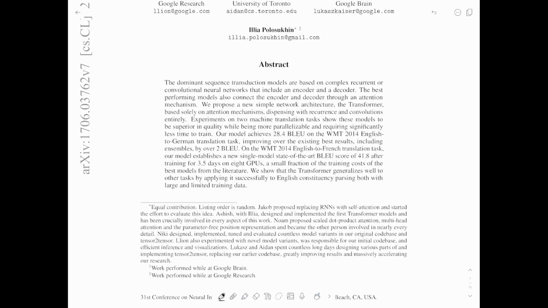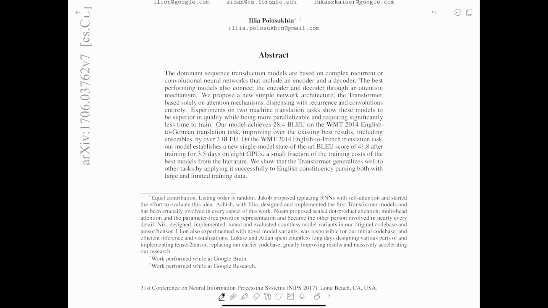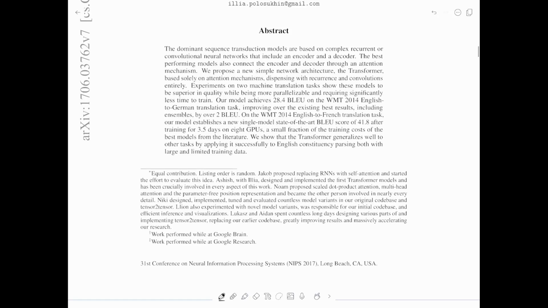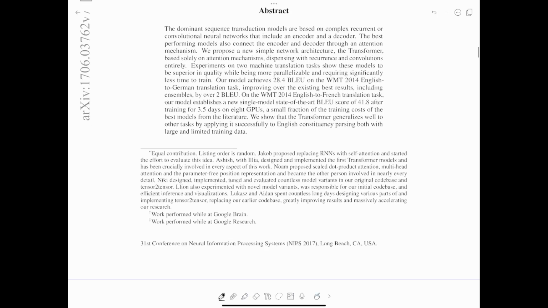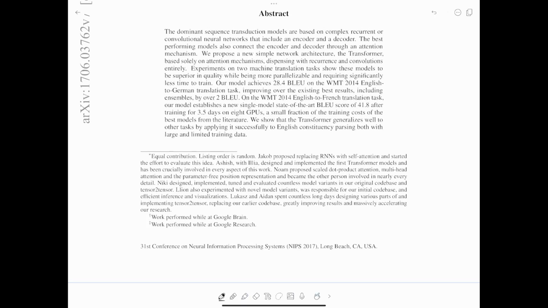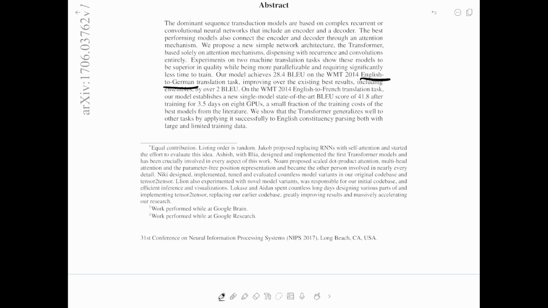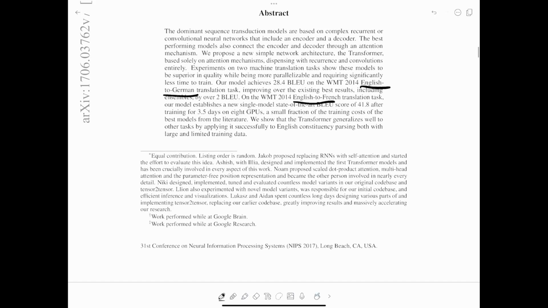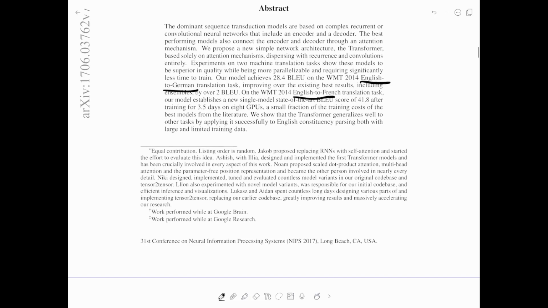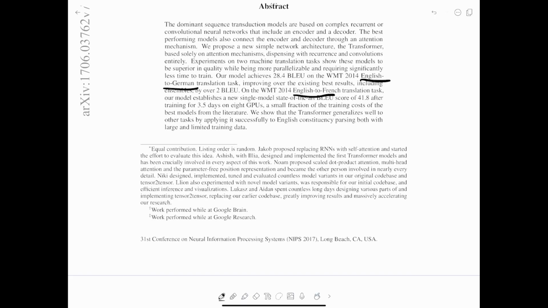So let's take a look at the abstract real quick. Essentially, the important parts are that the model was originally trained in this paper for machine translation. So we see English to German and English to French. So basically what this paper is about is a model architecture to perform machine translation, or translation between two different languages. And they find in this paper that this architecture performs exceptionally well at this task.